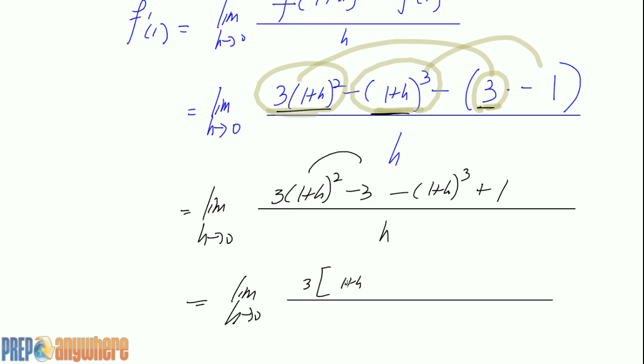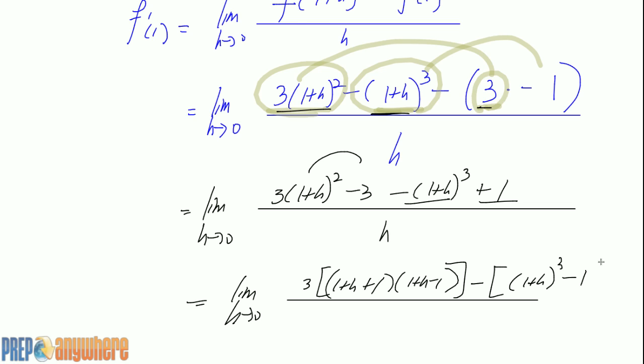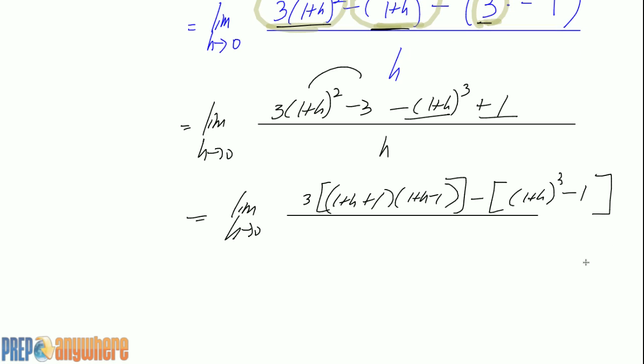So 1 plus h squared minus 1. And instead of writing it like that, I'm going to factor that. So then what I get is 1 plus h plus 1, times 1 plus h minus 1. Let me factor out a negative 1 from these two. So you get 1 plus h cubed minus 1. I'm going to look at that as a difference of cubes and factor that as well.